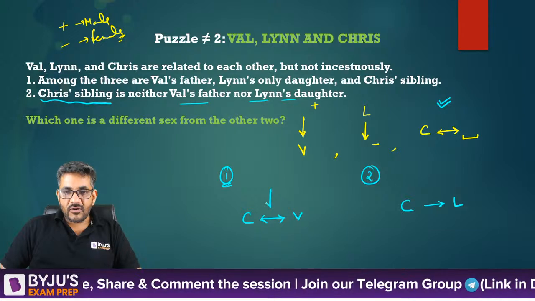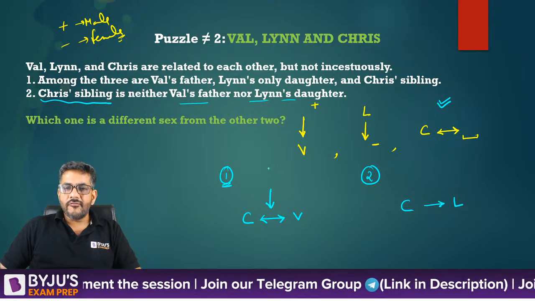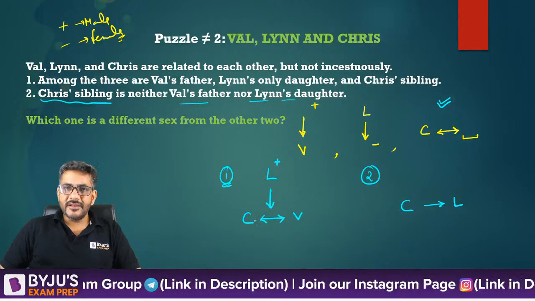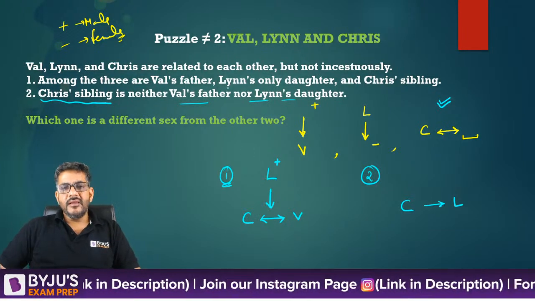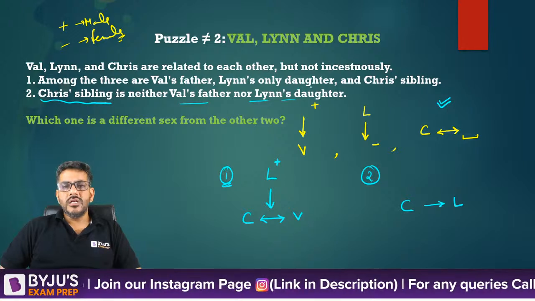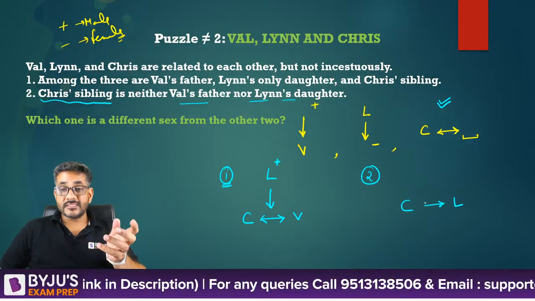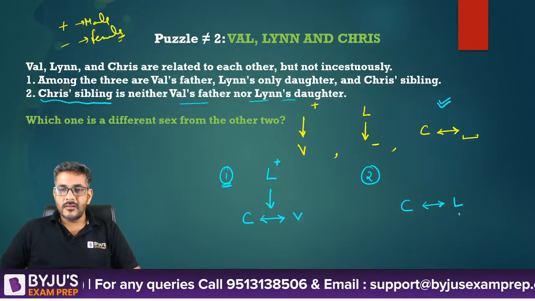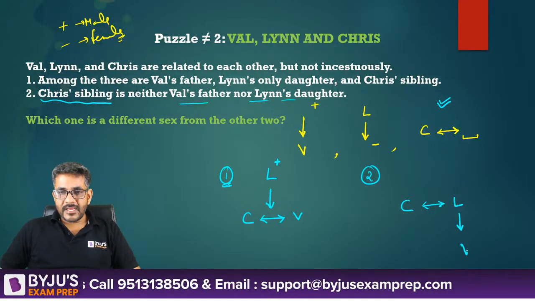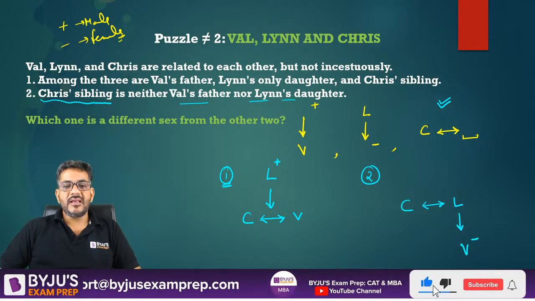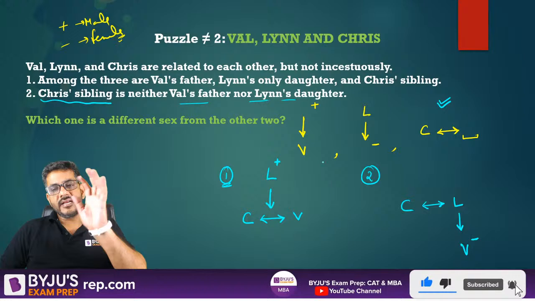So father of Well and Chris, of course, has to be Lynn. According to this, father of them has to be Lynn. Similarly, we also have Lynn's only daughter. So Lynn's only daughter cannot be Chris's daughter if they are siblings. Lynn's only daughter cannot be Chris's daughter. So Lynn's only daughter has to be Well according to this and Chris's sibling. So we have Well's father, Lynn's daughter and Chris's sibling.